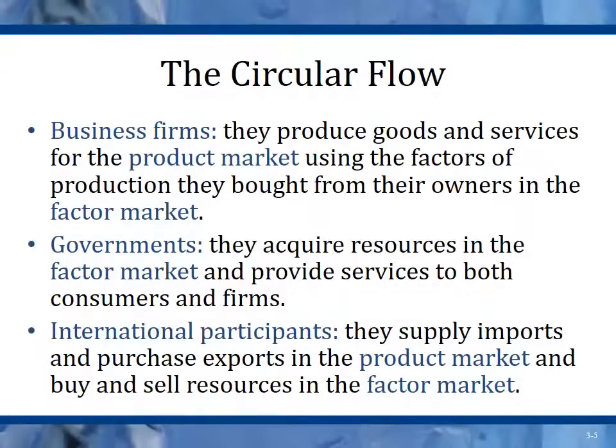Business firms produce goods and services for the public, so McDonald's produces food using the factors of production they bought from their owners in the factor market. Don't worry about factor market too much. That's a bit of a confusing term. Just think of market. So McDonald's purchases the raw materials from farmers, who are also consumers. They turn that into a sellable good and then sell it back to consumers as well. So it's a back and forth situation.